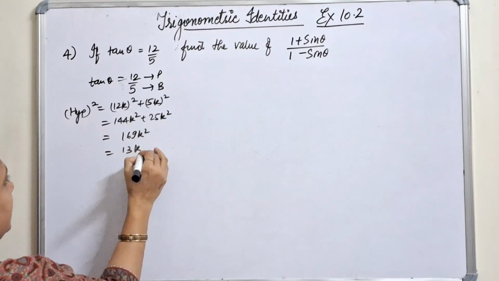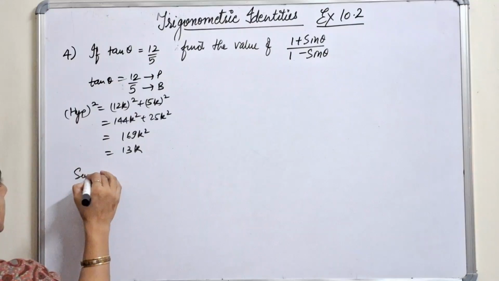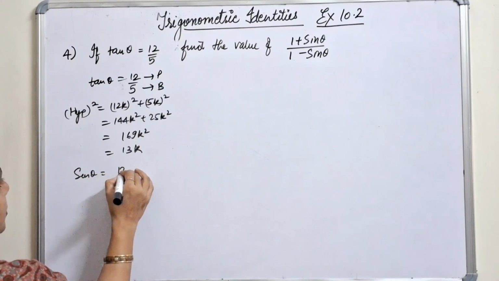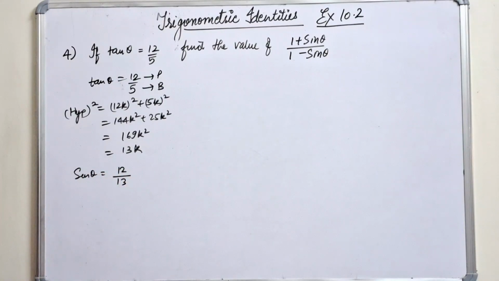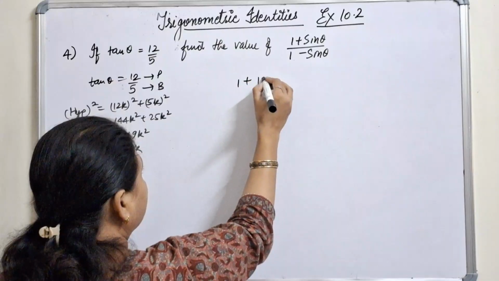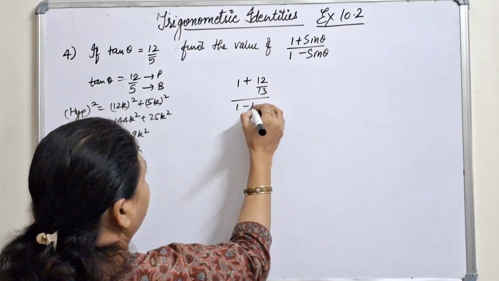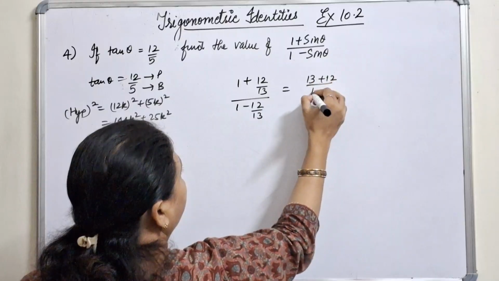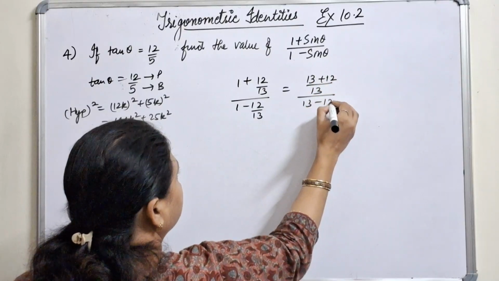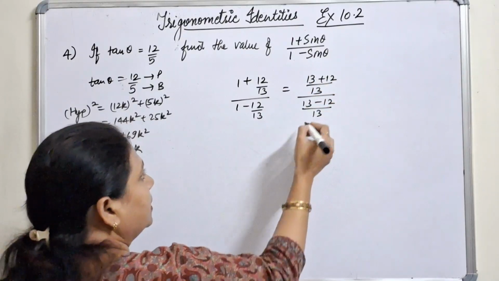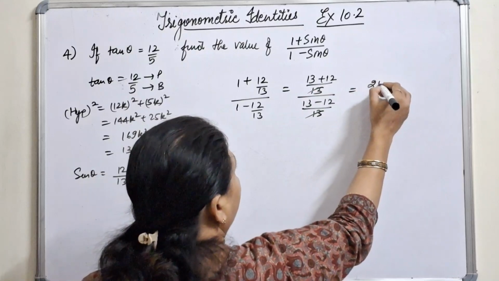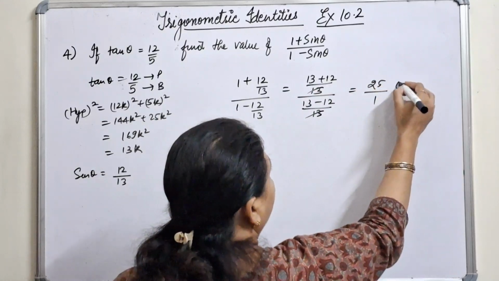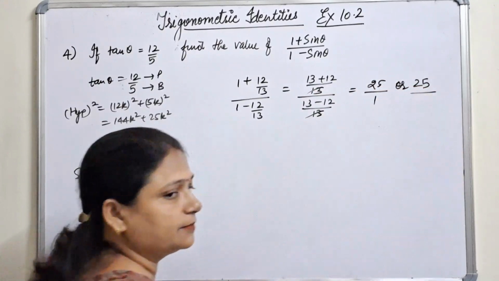This is 13k. So sine theta will be perpendicular upon hypotenuse. So 1 plus 12 upon 13, 1 minus 12 upon 13. So this will be 13 plus 12 upon 13, 13 minus 12 upon 13. This 13 will be cancelled. Answer is 25 upon 1, or you can write 25.